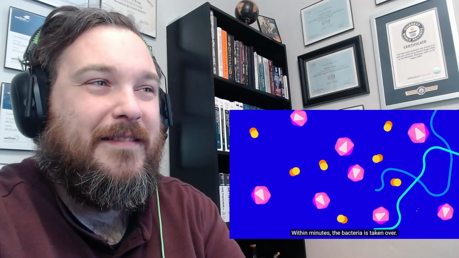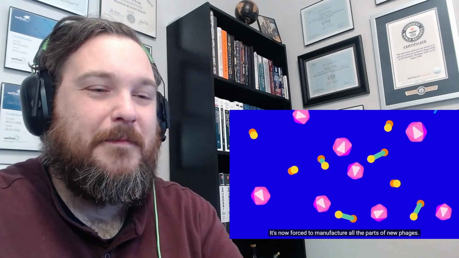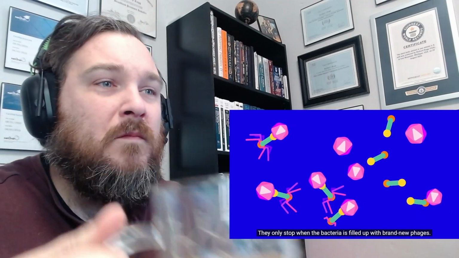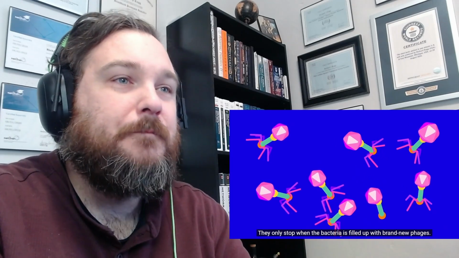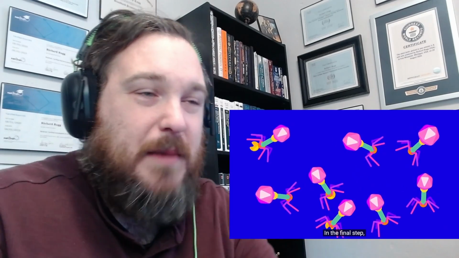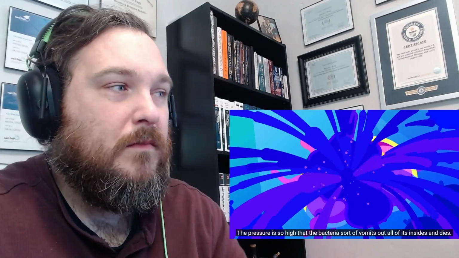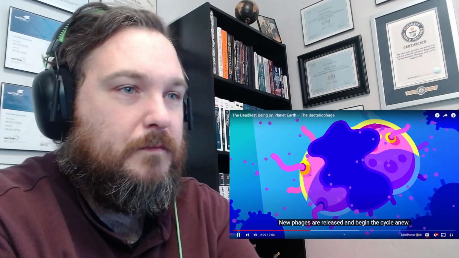The bacteria is taken over. Its DNA is now forced to manufacture all the parts of new phages. They only stop when the bacteria is filled up with brand new phages. So they use the bacteria's material to reproduce. Endolysin, a powerful enzyme, punches a hole in the bacteria. The pressure is so high that the bacteria sort of vomits out all of its insides and dies. New phages are released and begin the cycle anew.